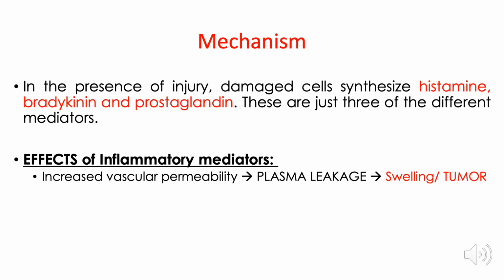Another physiologic effect of histamine, bradykinin, and prostaglandin is increased vascular permeability. These chemicals can cause the endothelial cells, the simple squamous epithelium of the blood vessel, to contract. If they contract, they will have spaces between them. And when they do, the spaces now will allow fluids to leak out of the blood vessel.